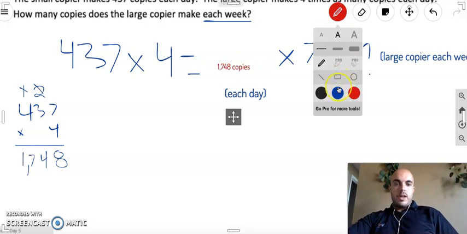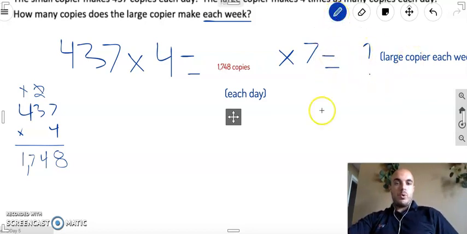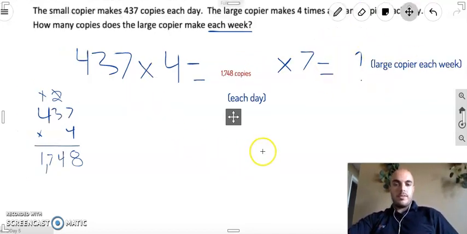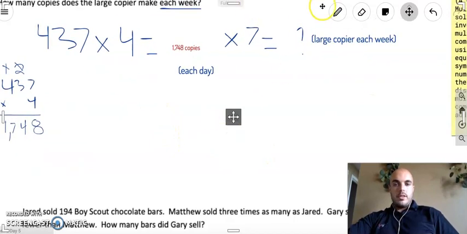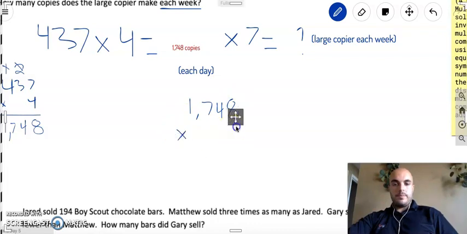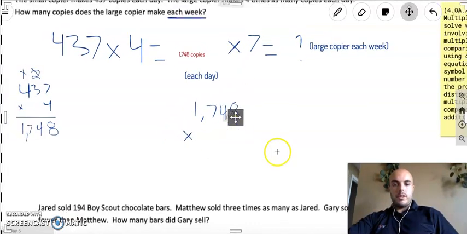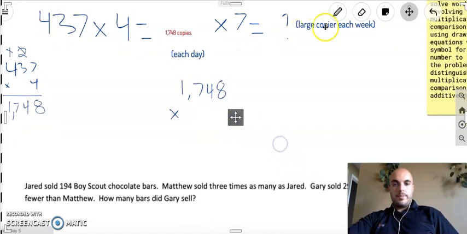Okay, so now we need to find how much is per week. So we're going to take that 1,748 that we found per day and multiply it by 7. Oh, this doesn't want to. There we go. Times 7.